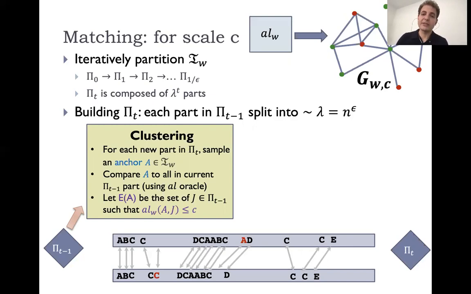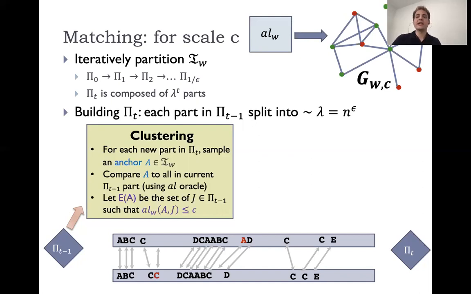We're going to sample for every new part in the partition pi t. We're going to sample an anchor A, and we're going to compare A to all the other intervals in its partition. And we do that using the AL oracle. This is the only place where we use the AL oracle, in fact.